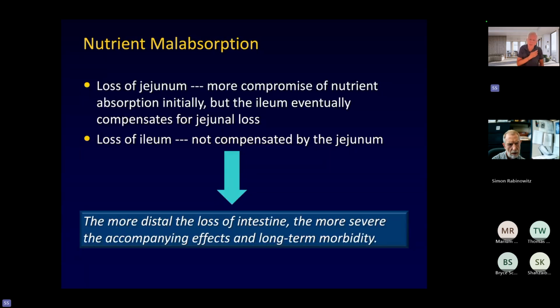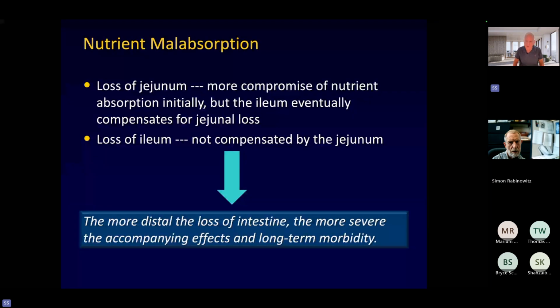The resection is going to predict where problems are going to be. If you have the loss of jejunum, there is more compromise of nutrient absorption initially, but eventually the ileum will compensate for jejunal loss. However, if one resects the ileum, this is not compensated for by the jejunum. The more distal the loss of intestine, the more severe the accompanying effects, and the more severe and extensive will be long-term morbidity.